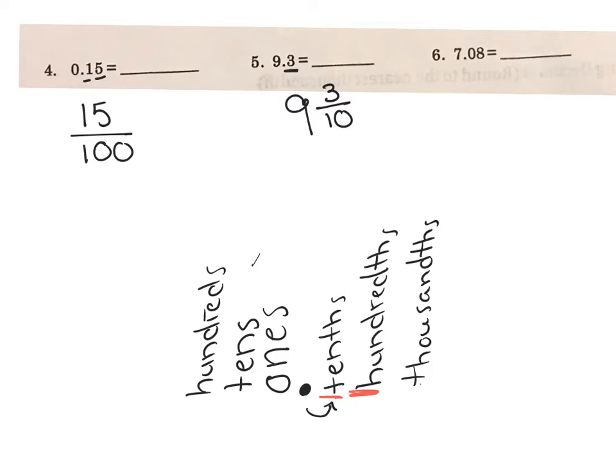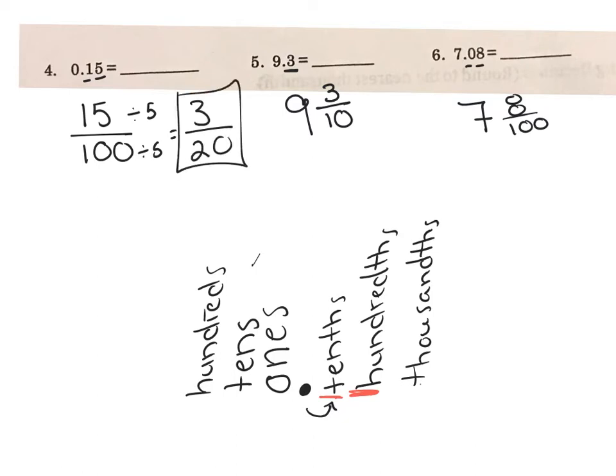Last, we have 0.75. So we have 1, 2. So you would say I have 75 hundredths because it's in the 2 places past. Remember, sometimes you will need to simplify. This can be divided by 5, and this can be divided by 5. So this would be 3/20 would be the simplest form.